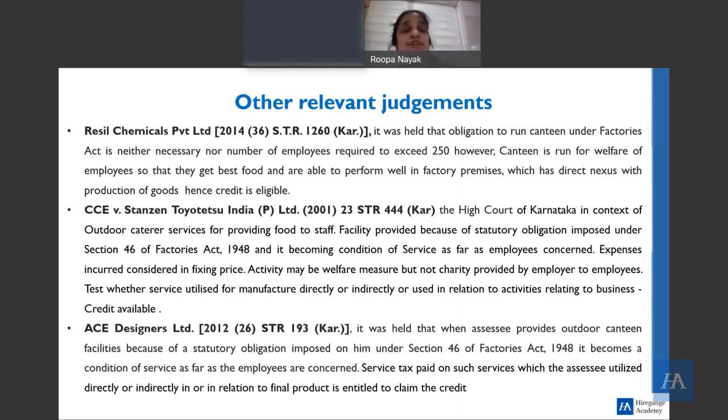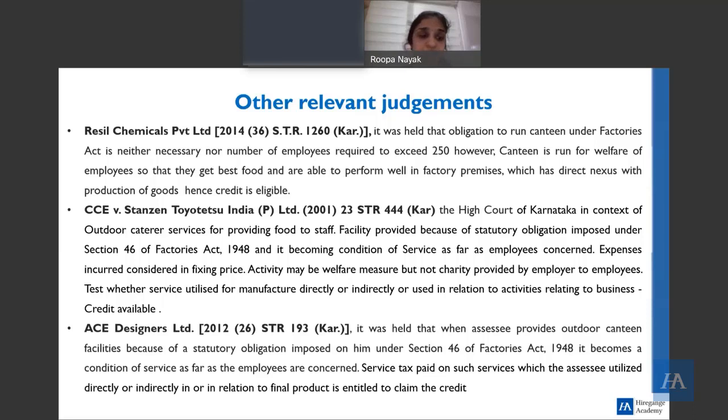Coming to some of the other relevant judgments from various high courts, specifically looking at the Karnataka High Court, there has been the case of Stanzen Toitetsu and also a similar case of Ace Designers. In Stanzen Toitetsu, the canteen facility was being provided because of a statutory obligation under the Factories Act and becomes a condition of service as far as employees are concerned. And the activity may be a welfare measure, but it's not charity. Therein, of course, they've concluded on the basis that this service is being utilized for manufacture directly or indirectly or used in relation to the business, and said that the credit should be eligible.